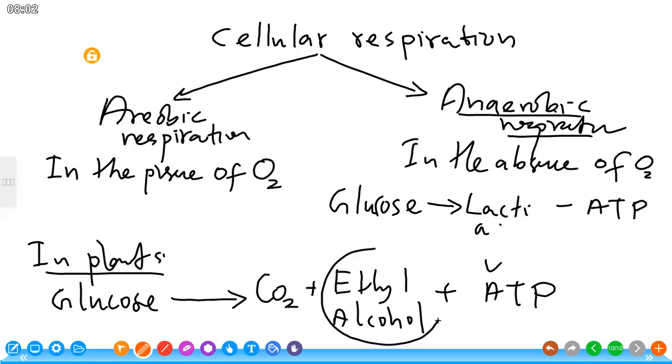This ethyl alcohol is very useful in the microbial industry. Yeast and some bacteria, some fungi, yeast is a fungus, can respire without oxygen. They are anaerobic microbes; even in biogas production, those anaerobic microbes are very useful. So in a plant body, by anaerobic respiration, ethyl alcohol, carbon dioxide, and a small amount of ATP are generated. In animals, lactic acid and ATP are generated. So cellular respiration is done in two ways.